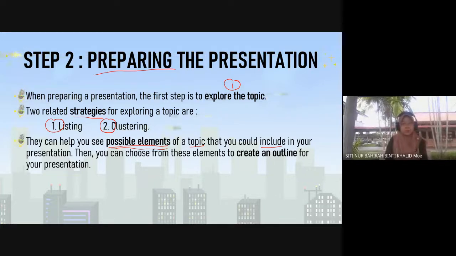Then you can choose from these elements to create an outline.